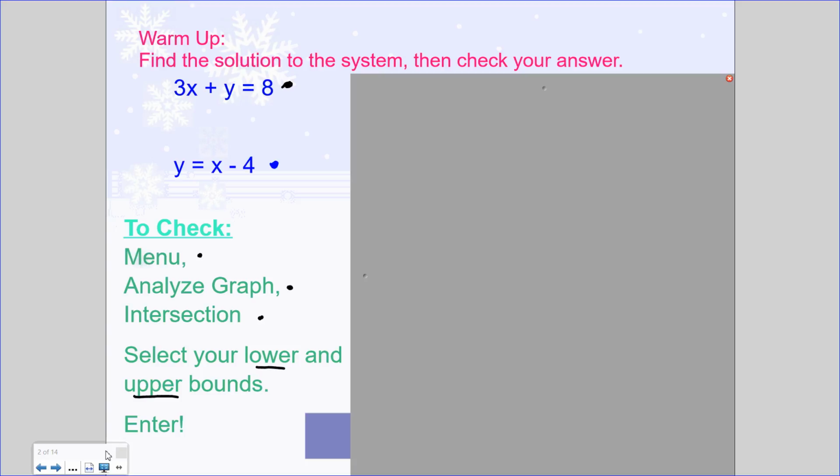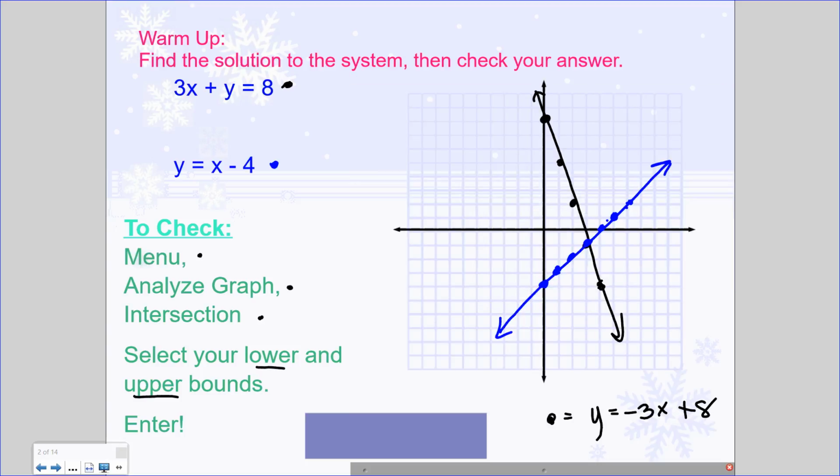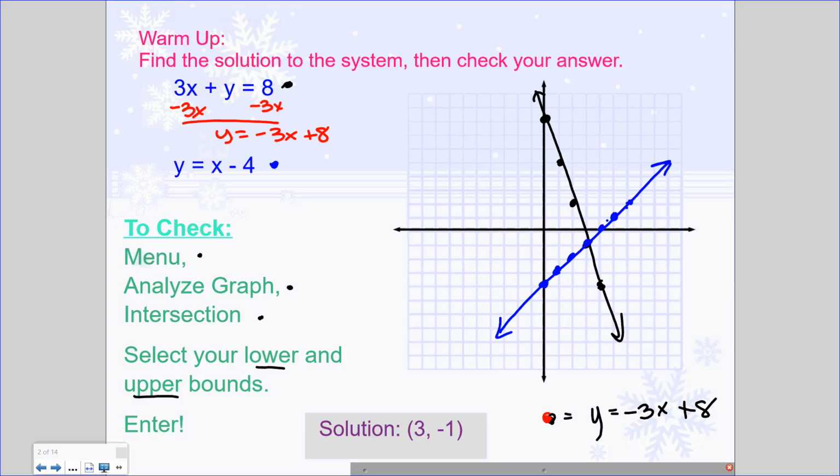Okay, so you have now graphed both equations. You should have isolated your equation up here and gotten it into slope-intercept form, giving us y equals negative 3x plus 8. So that's what I have down here. Graphed both and then found the intersection to be the point 3, negative 1. So remember, we write our solutions as points because the solution to a system is a point.